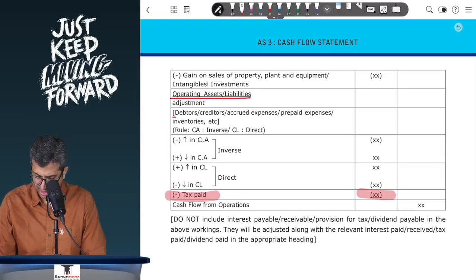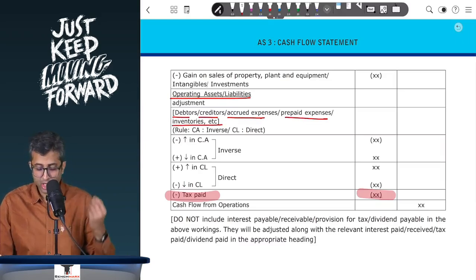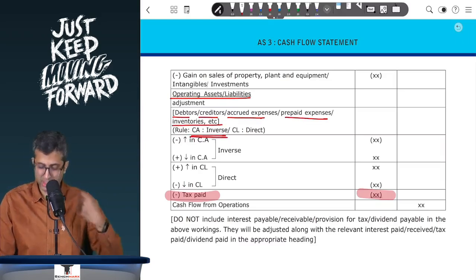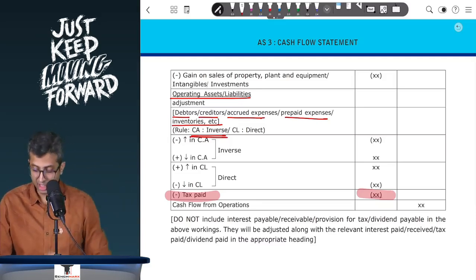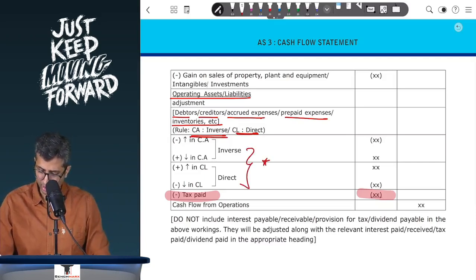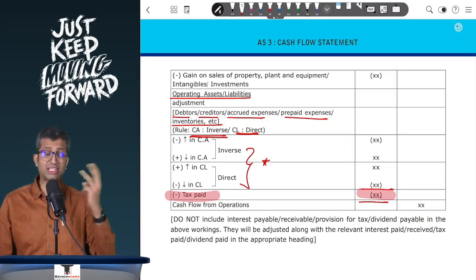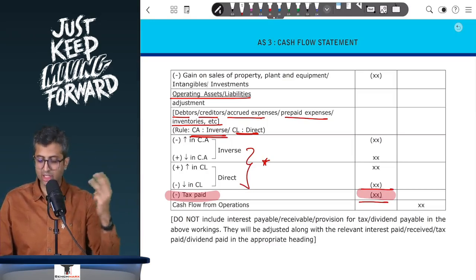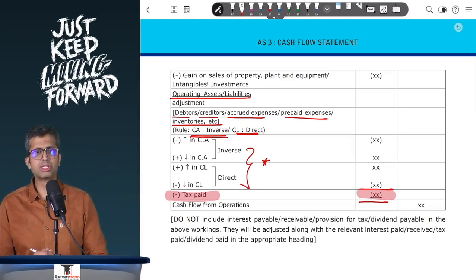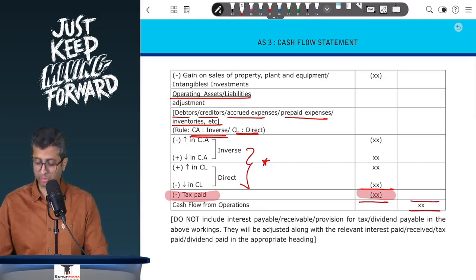Remember, operating assets can be debtors, creditors, accrued expense, prepaid expense, etc. Rule is current assets have an opposite, that is inverse relationship. If there's an increase, you will deduct. There's a decrease, you will add. Whereas current liabilities will have a direct relationship, as you can see over here. And this will give you your three adjustments: non-cash, non-operating, and working capital adjustments. And then you have less tax paid to get cash flow from operating activities.